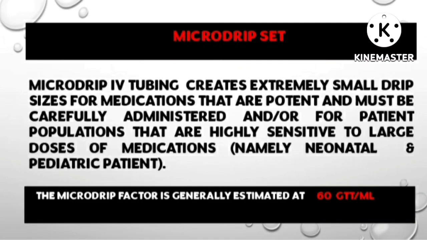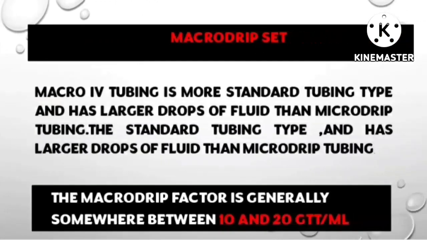First I will explain about micro drip set. Micro drip IV tubing creates extremely small drip sizes for medications that are potent and must be carefully administered, and for patient populations that are highly sensitive to large doses of medications. The micro drip factor is generally estimated at 60 GTT per ml.